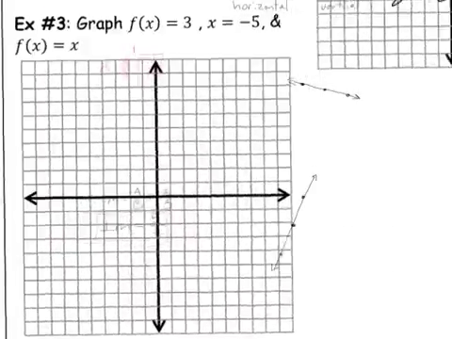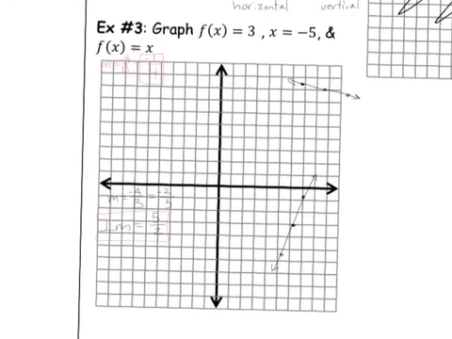All right, let's take a look at example number 3 here. Actually, why don't you graph these functions? The only thing I want you to change is, instead of calling this f of x, I want you to call this g of x. That's because I shouldn't have a g of x and an f of x on the same graph that are actually different functions. So graph f of x equals 3, graph x equals -5, and g of x equals x, and just see what those look like.